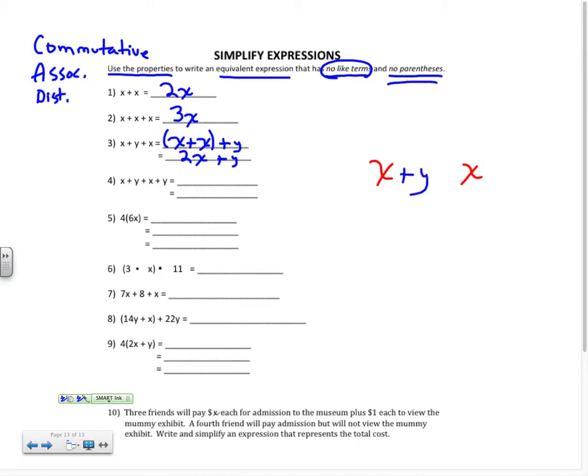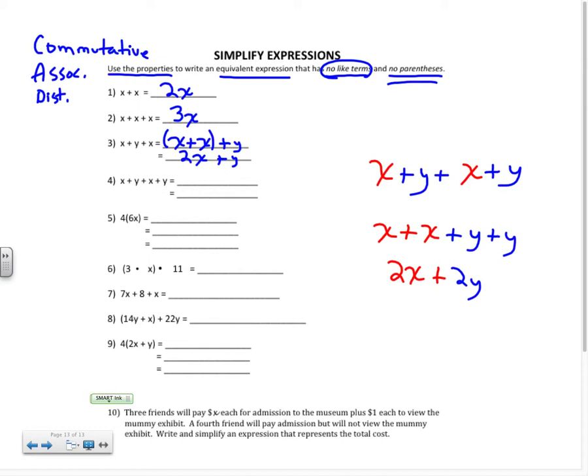This is how the example is. Okay, I can see my x's should go together because I want to combine like terms. So I'm going to think about this as x plus x, they're the same, plus y, and the y's are the same. Well, how many x's do I have? I have two x's. So that's 2x. And how many y's do I have? I have 2 y's.